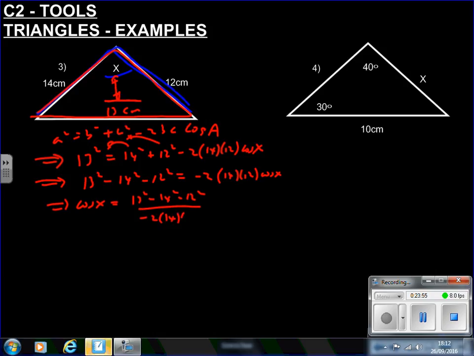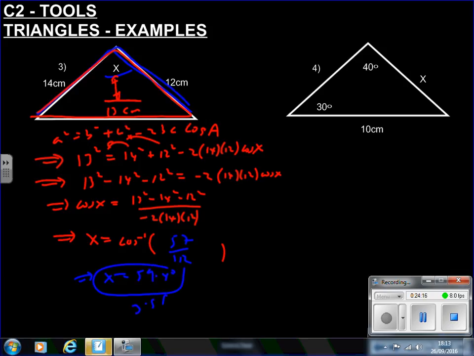times 14 and 12. And therefore, x is going to be cos to the minus 1 of 57 over 112, and therefore x equals 59.4 degrees to 3SF. Wicked. And I'll leave you with the last one, but remember you've got a known pair, so you should know what to do. Yeah, you know what to do.